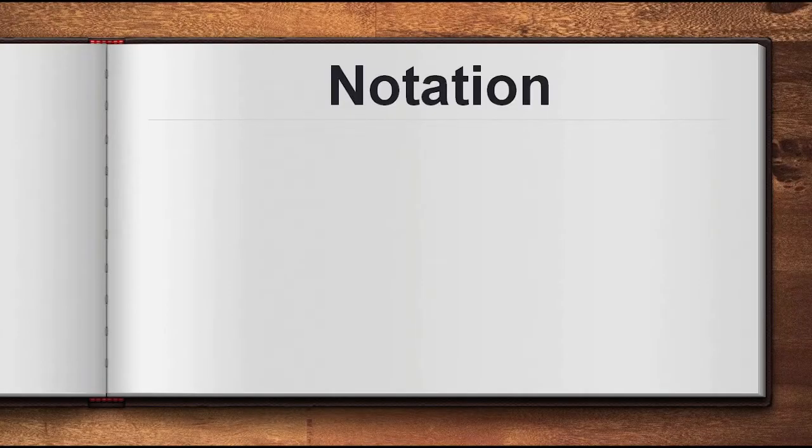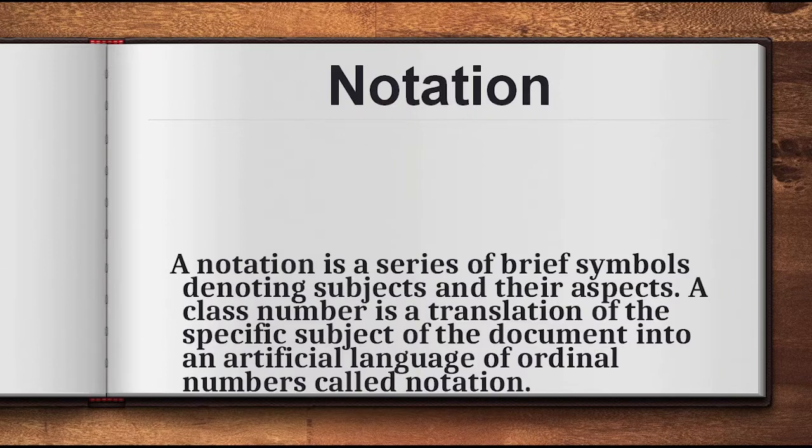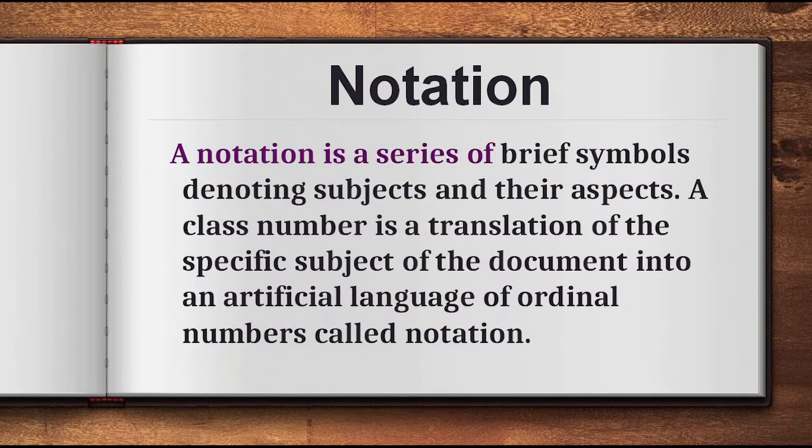Notation. To explain this, let me give a famous example. Musicians use musical notes to perform music. Only they can read or understand those symbols. They are a type of notation. A notation is a series of brief symbols denoting subjects and their aspects. A class number is a translation of the specific subject of the document into an artificial language of ordinal numbers called notation.